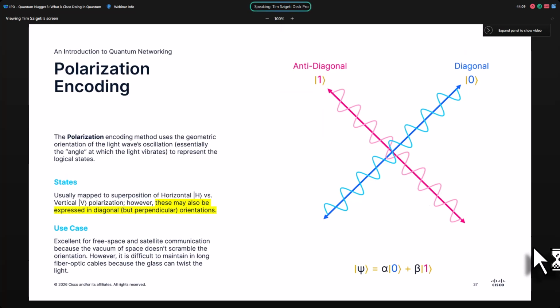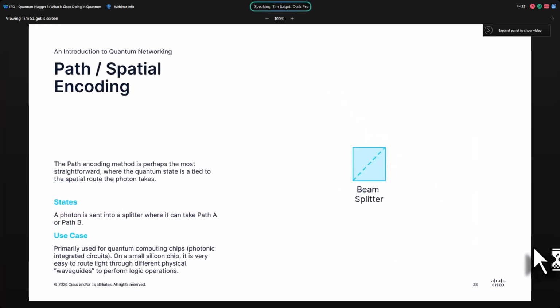Okay, this is important to recognize that not every method is ideally suited for every media. It's very good for free space, but it's not so great in fiber optic cables because the glass twists and then it can interfere with that polarization.